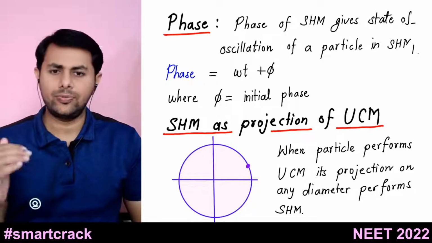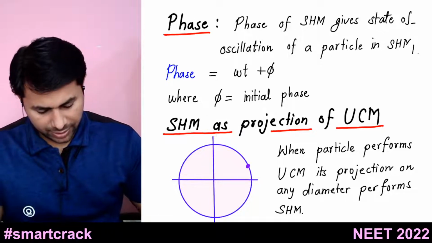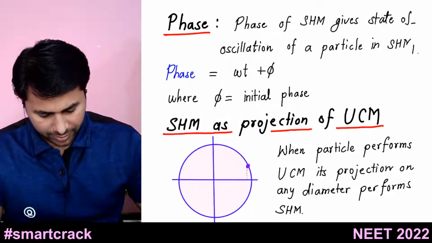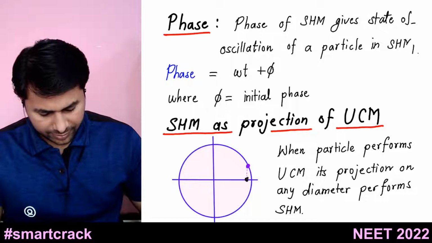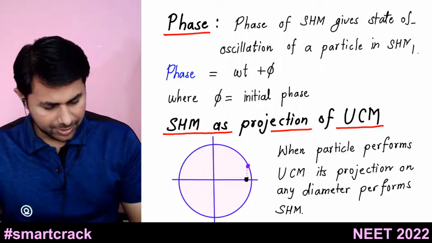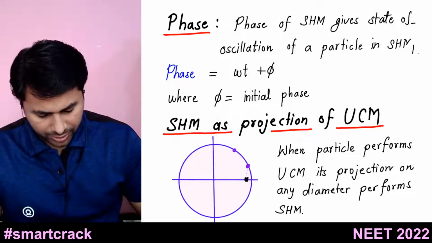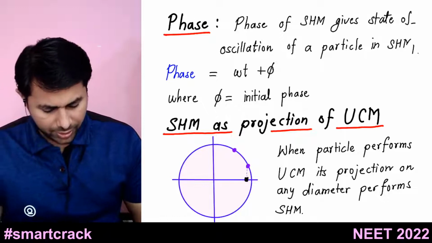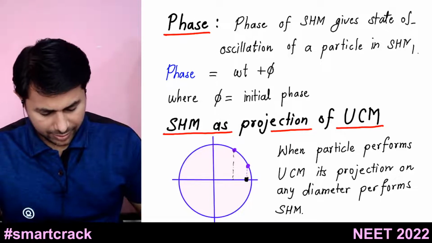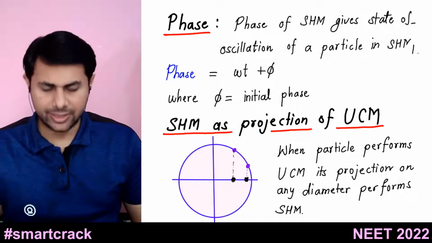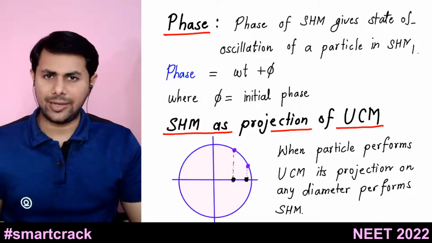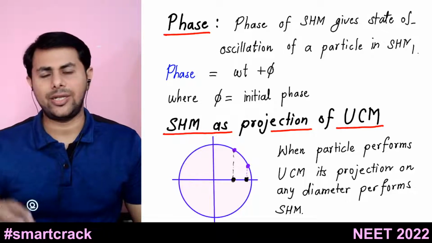Okay, you pick any diameter and you draw a perpendicular from that point on the diameter. So it meets here, right? Then your particle, since it is moving on a circle, after some time it goes to here, let's say. So you draw a perpendicular on this diameter, then what will happen? So it meets at this point, right? So this perpendicular drawn on any diameter meets at some point, and that point is known as projection.